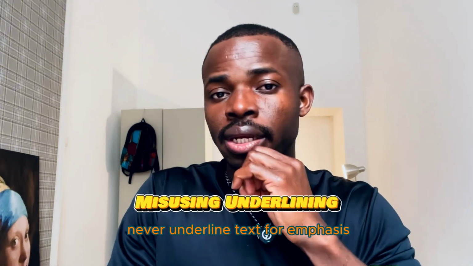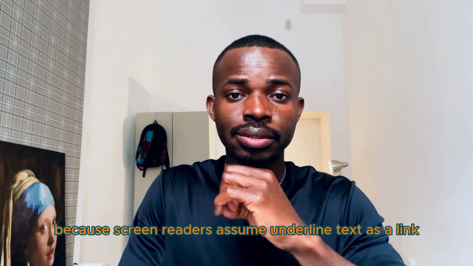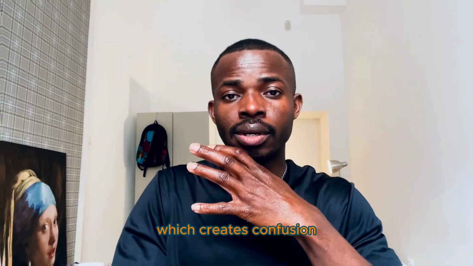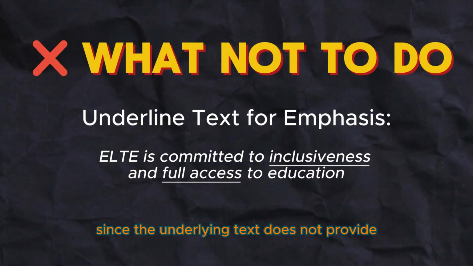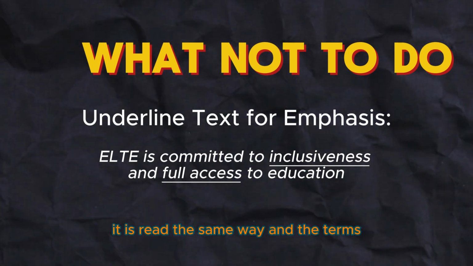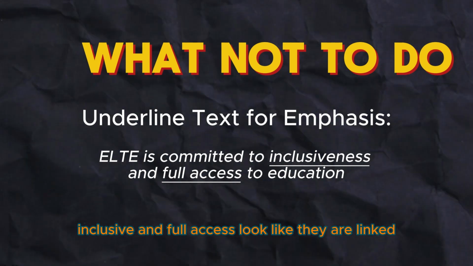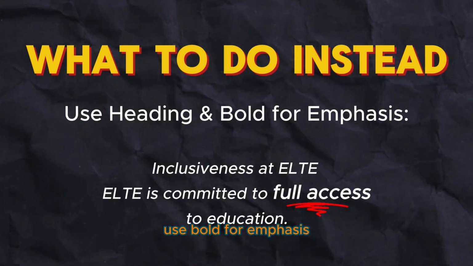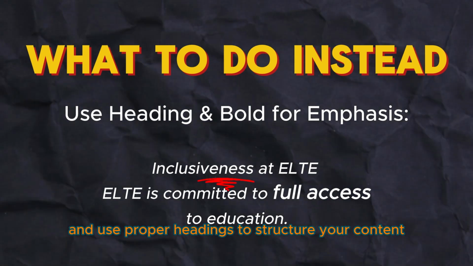Mistake number 3, misusing underlining. Never underline text for emphasis because screen readers assume underlined text is a link, which creates confusion. Consider this example. Since the underlined text does not provide meaningful information, it is read the same way, and the terms inclusive and full access look like they are linked. What do you do instead? Use bold for emphasis and use proper headings to structure your content.